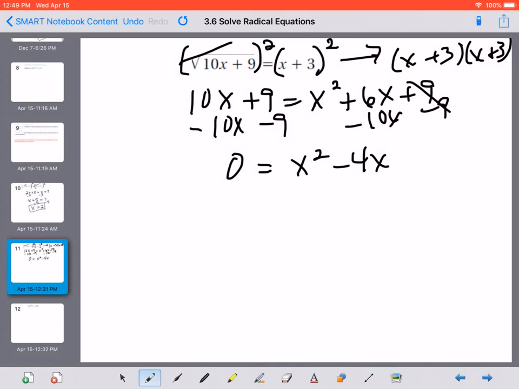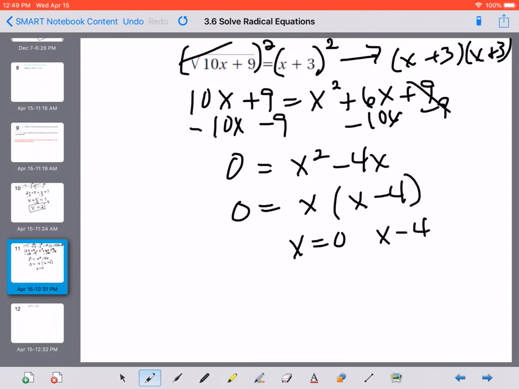That's nice. Now we can factor. Since we don't have a c, we can take out a common factor. 0 equals x times x minus 4. Now set each factor equal to 0 and solve. So x is equal to 0 or 4. And those are both your answers.